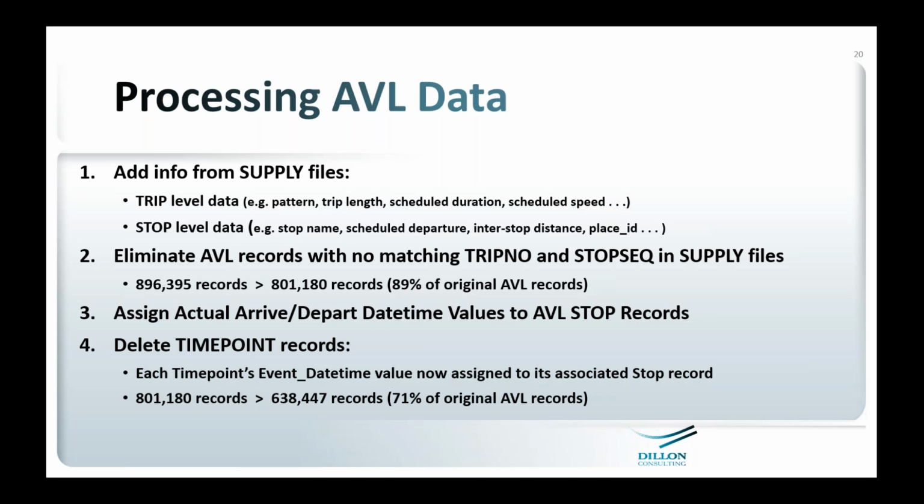Still lots of information. And then the next step was to assign actual arrive and depart date time values to all the stop records, whether it was a known stop and unknown stop. And I'll show you how we did that in a second. And then once that was done, in effect we were assigning the time point values, the date time values, to its associated stop. And that reduced the data set from 800,000 records to about 640,000. So we had about 71% of the original AVL records.